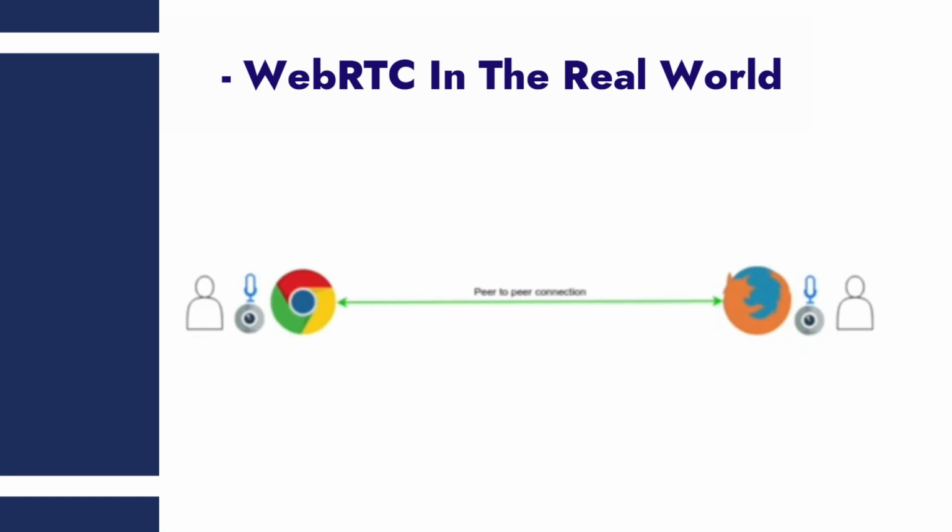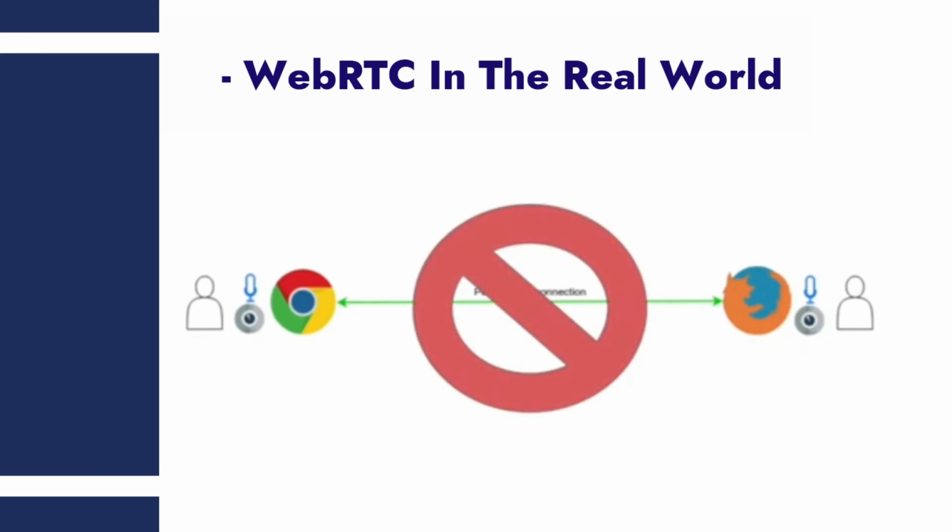So now we have signaling in place. Does that mean that we are now able to establish our WebRTC call? Wrong. There is still one topic left we need to discuss, and that is the ICE framework, STUN and TURN servers.